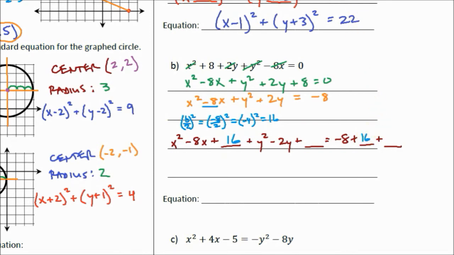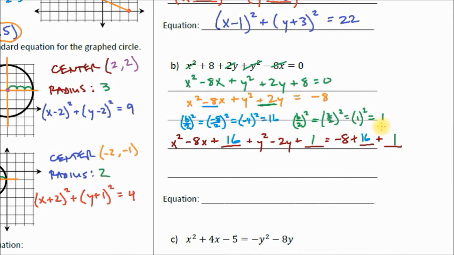Let's go ahead and figure out the next one. I'll use green for that. We've got b over 2 squared. We know that the b value of the y terms is positive 2. 2 over 2 squared, which is 1 squared, which is 1. So the value that goes in here is 1.